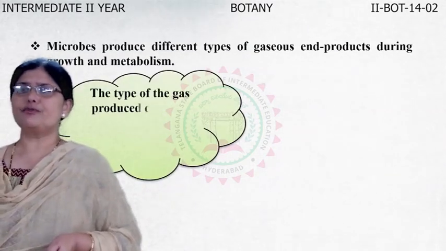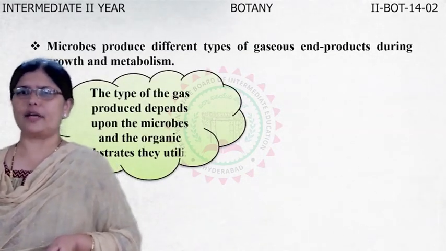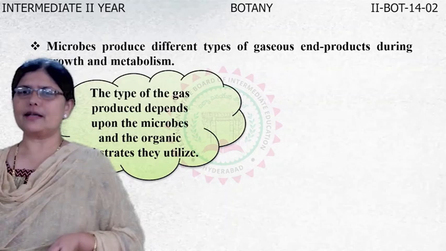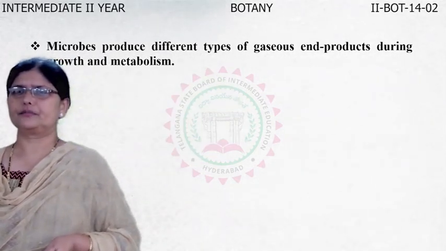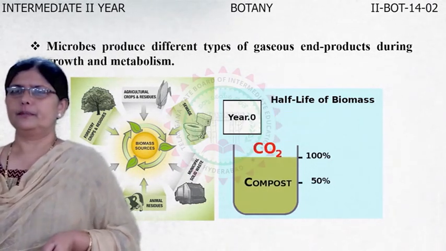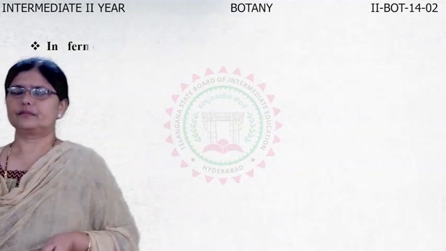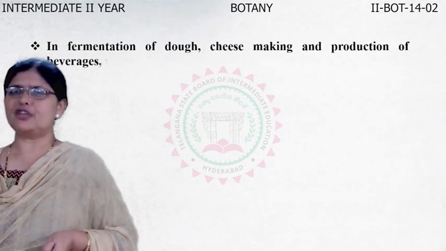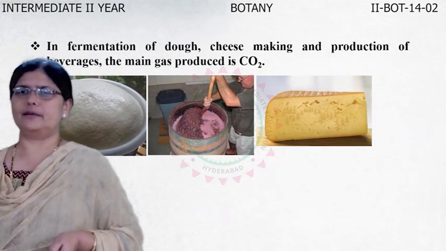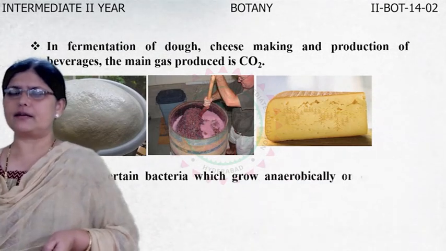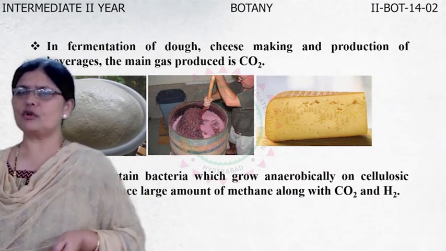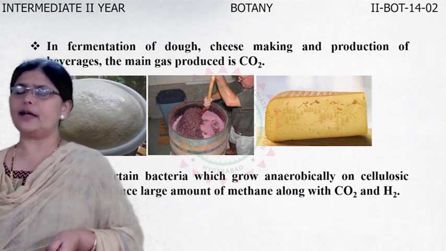Microbes generally produce different types of gases and products during their growth and metabolism. The type of gas produced depends upon the microbe and the organic substrate they utilize. You can see in fermentation of dough, cheese making and production of beverages, the main gas produced is carbon dioxide. However, certain bacteria which grow anaerobically on cellulosic material produce large amounts of methane along with carbon dioxide and H2.